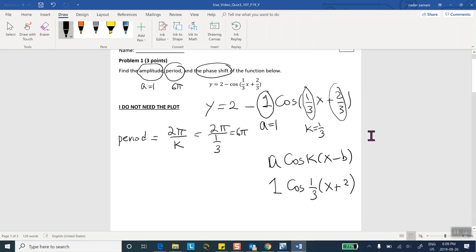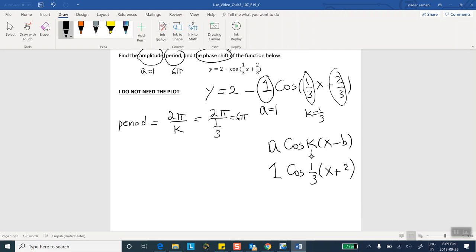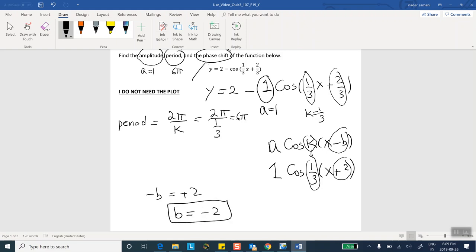So notice that the k is the same. Of course, I factored it out, that's all I did. But that immediately tells you that this minus b is the same as plus 2. So we have minus b equal to plus 2, and therefore b equal to minus 2. So the phase shift here is minus 2.